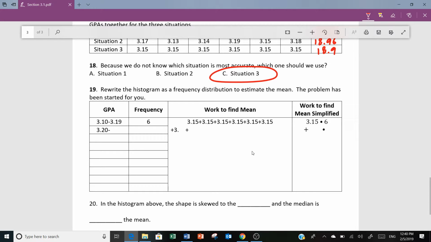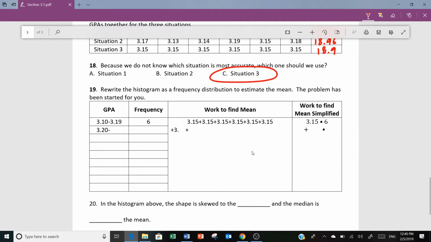Okay, so let's go ahead and start this one. When we were looking between 3.1 and 3.2, who was our representative to add together? We took 3.15 because it was in the middle, and we saw from situation 3 that if you added all the 3.15s together, you basically got the same value as if you added any 6 values that were between 3.1 and 3.2. So just pick the value in the middle, which is 3.15, and add 6 of them together, which is the same thing as multiplying 3.15 times 6.